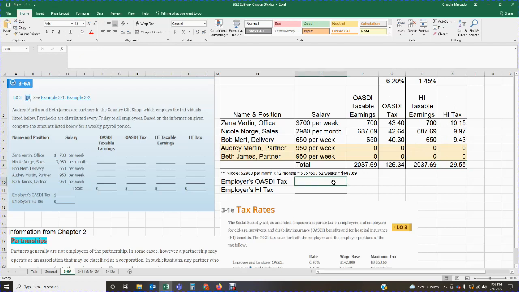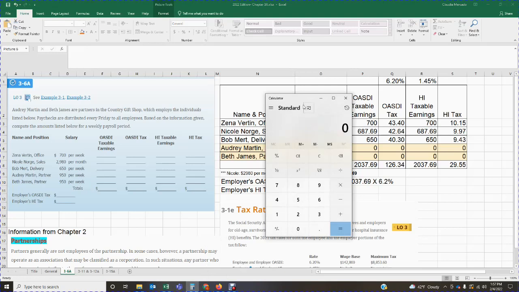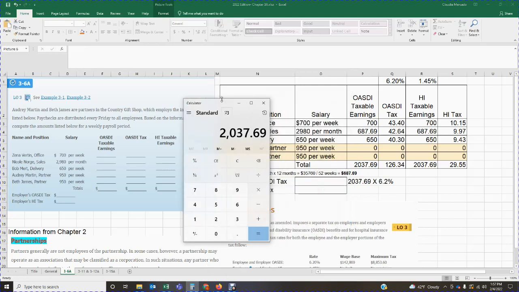Now, the employer also has to pay their portion of the taxes, okay? So, what we're going to do is get the total of the OASDI taxable earnings, which is $2037.69, and multiply it by 6.2%, okay? Let's see what we get. So we get 126.33678. We need to look at that third digit. That third digit is a 5 or greater, so that means I'm going to round up to 126.34. Okay?